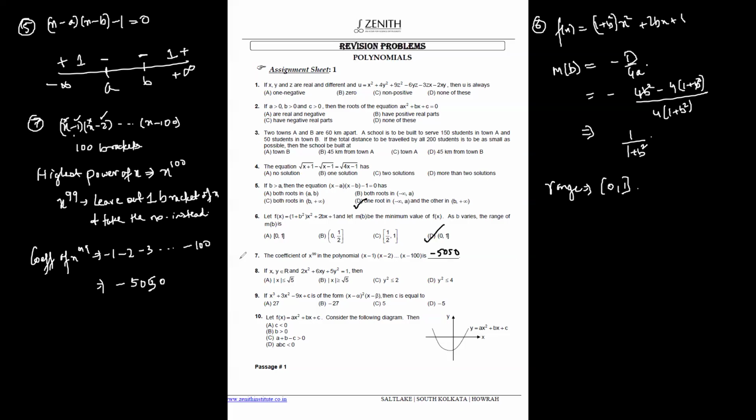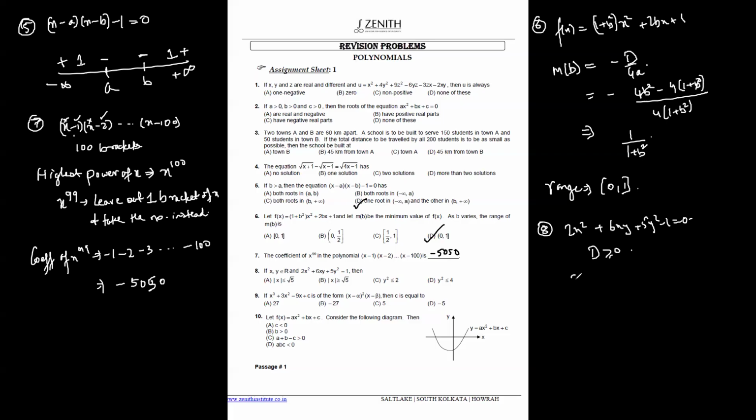Okay, next question number 8. We have to find the value of the range of x and the range of y. So this one is simple. Consider this as a quadratic of x. So 2x square plus 6xy plus 5y square minus 1 equal to 0. Now, for real values of x, the D of this should be greater than or equal to 0.